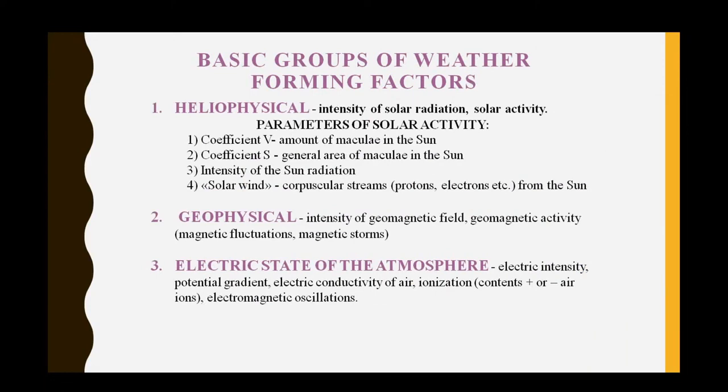Basic groups of weather forming factors are heliophysical: the intensity of solar radiation and solar activity. Parameters of solar activity are special coefficients, coefficient V, the amount of maculae on the sun, coefficient S, the general area of maculae on the sun, intensity of the sun radiation and solar wind, corpuscular streams, protons, electrons from the sun. Next group of weather forming factors, geophysical: intensity of geomagnetic field, geomagnetic activity, magnetic fluctuations, magnetic storms, electric state of the atmosphere, electric intensity, potential gradient, electric conductivity of air, ionization, which means the content of positive or negative air ions, and electromagnetic oscillations.